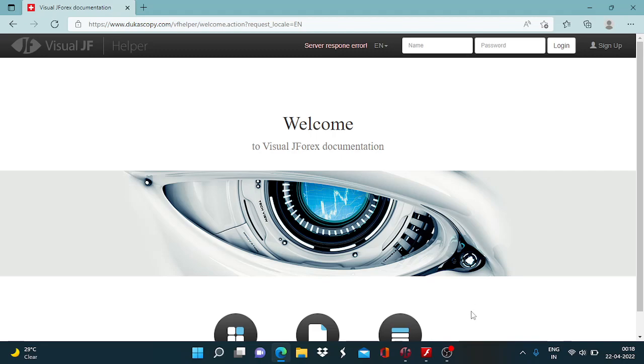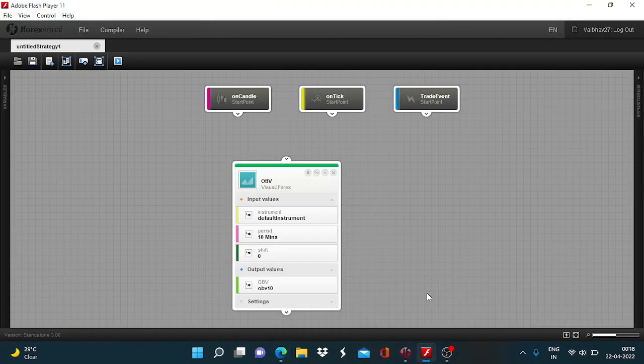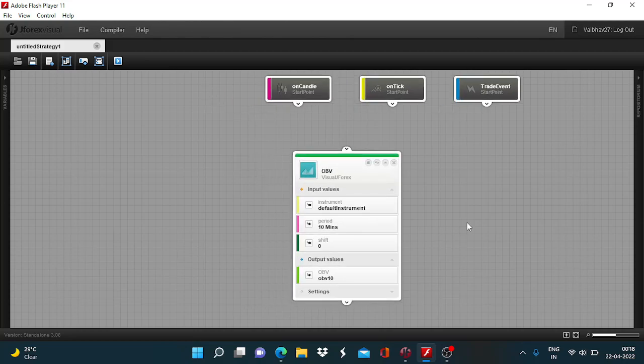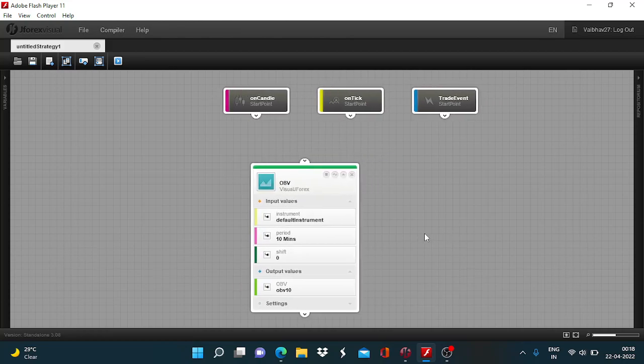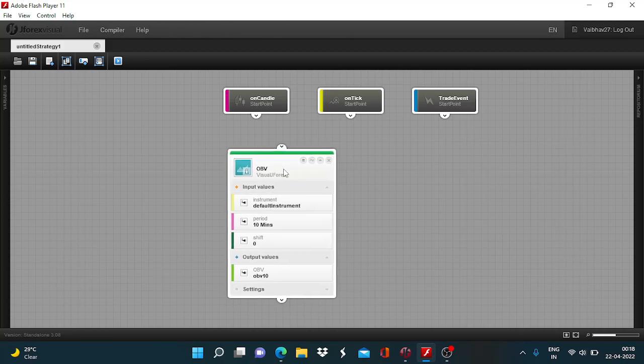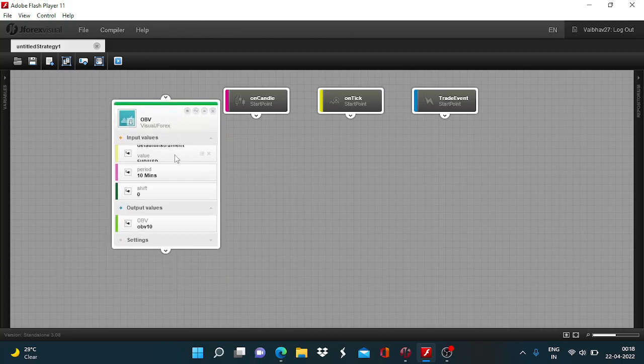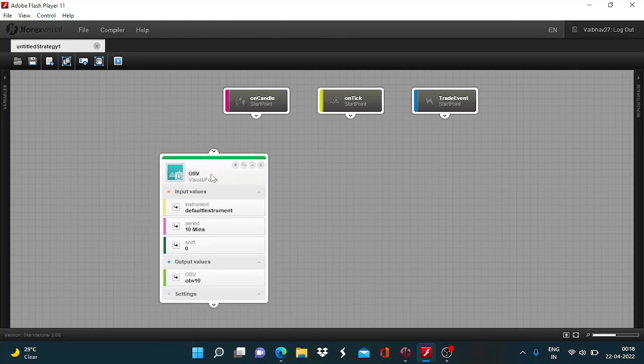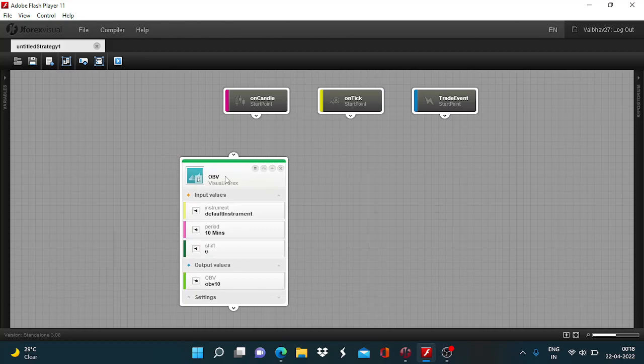So let us head to the Visual JForex board, which has been developed by the Dukascopy Bank SA to make the algorithm development process easier to both understand and to execute. So here I have added this OBV block, and we have to define these three input parameters, depending on which we will be getting this output value, which we then can use to set the conditions for the execution of the trade in a profitable manner.